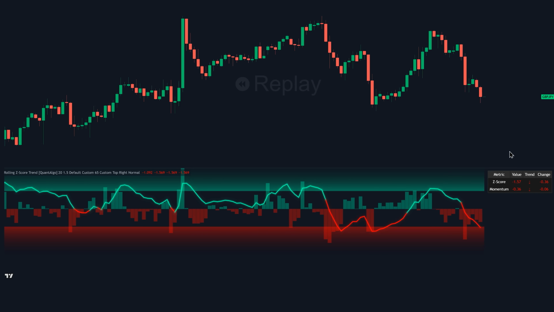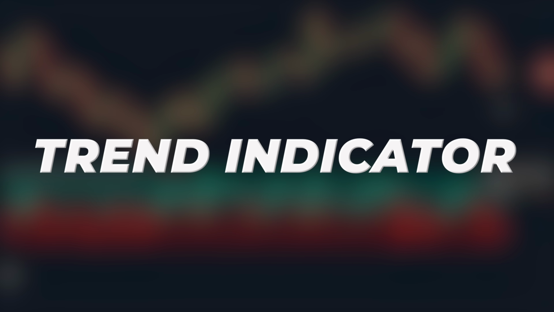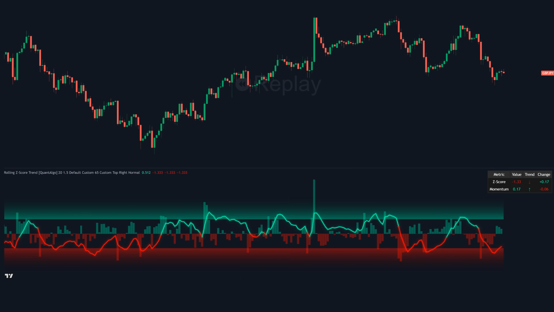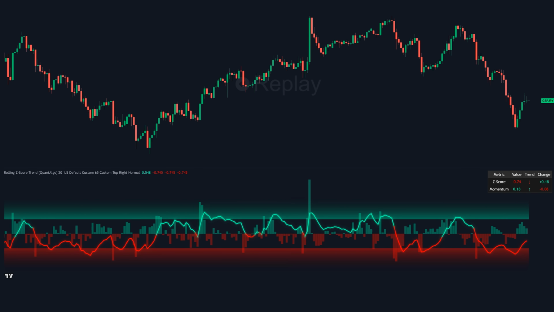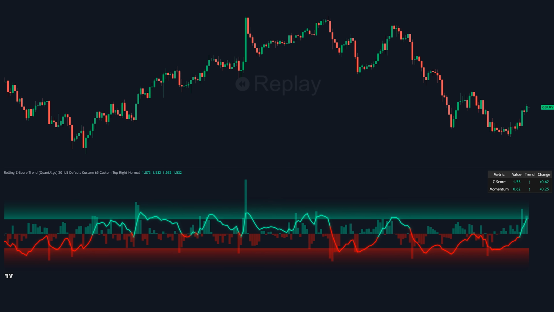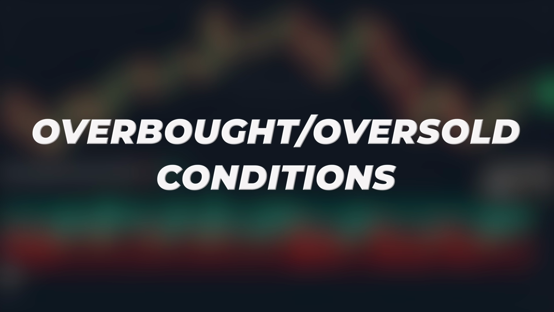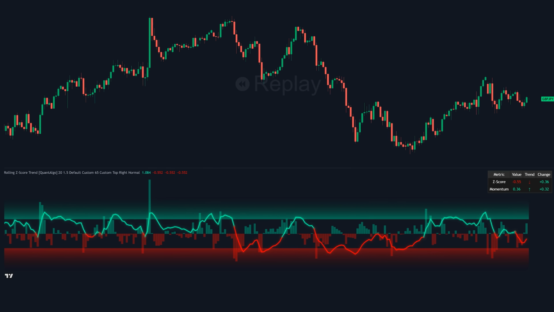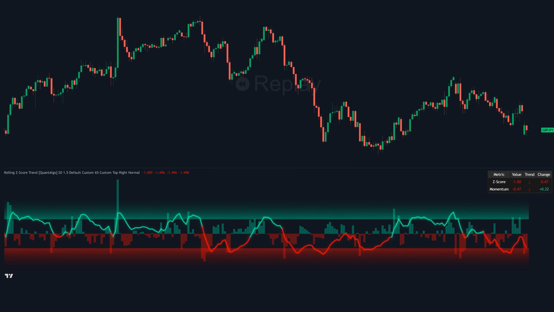So, to sum it all up, the rolling Z-score trend indicator is a really clever tool that takes price data and standardizes it, allowing you to see how far the current price is deviating from its statistical norm, regardless of what asset you're trading. It helps you identify potential overbought or oversold conditions, gauge momentum, and even spot those subtle momentum divergences that can give you a heads up on potential trend changes.